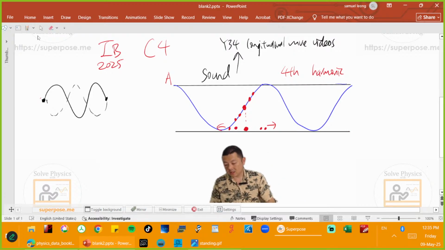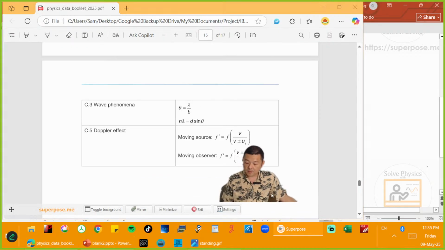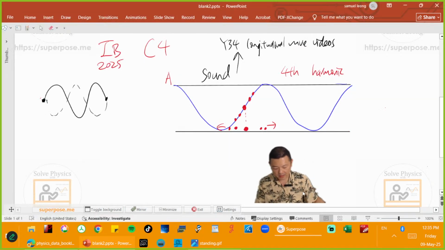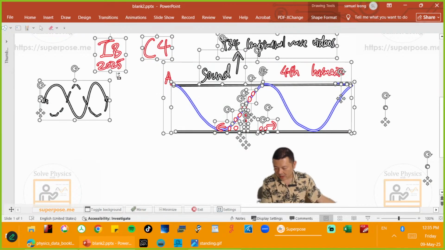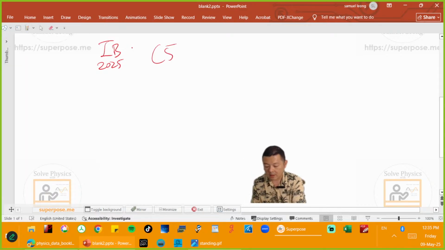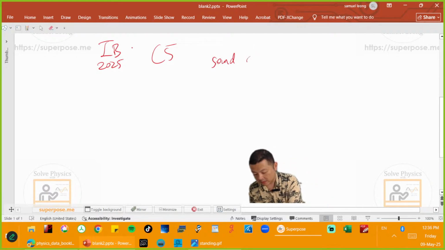C5. Doppler effect. Yeah. What's up? Those are very strange questions. Okay, wait, hang on. There are three things for Doppler. So this is C5, Doppler effect. Are you talking about sound, or are you talking about EM wave? Sound Doppler. Okay, sound Doppler.